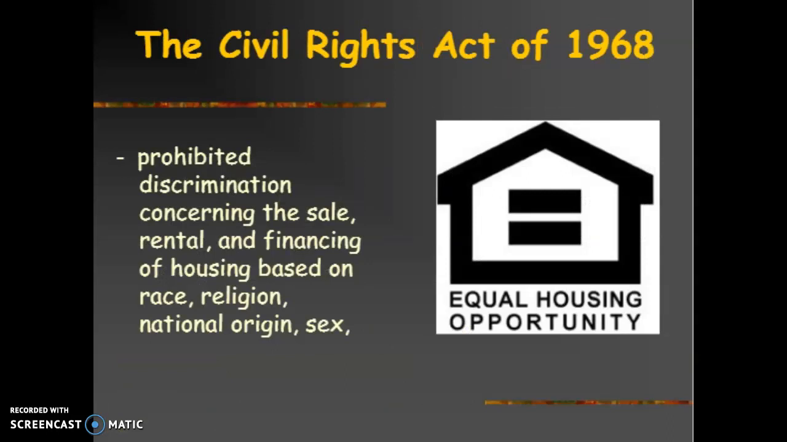Now, in addition to that, we had some more legislation passed called the Civil Rights Act of 1968. This is in addition to the Civil Rights Act of 1964. This law prohibited discrimination concerning the sale, rental, and financing of housing based on race, religion, national origin, or sex. So this created the equal housing opportunity. So anytime you go in to fill out paperwork to buy a house or rent a house, you're going to see that statement on the bottom of the contract, because they cannot discriminate based on any of those things.